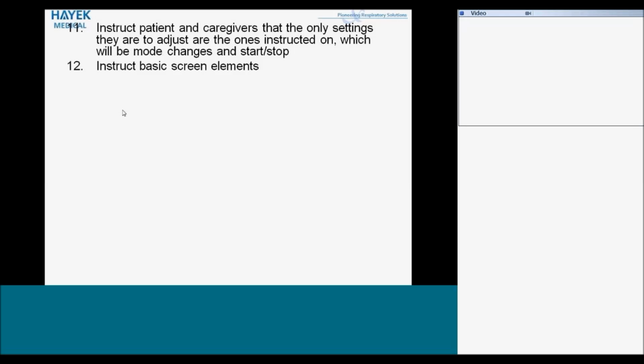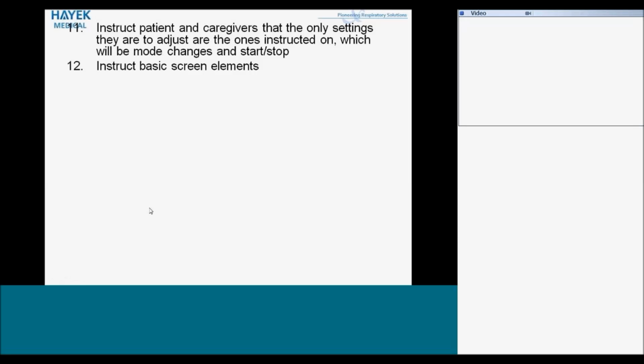Okay, instruct the patient on the basic screen elements. So along the left-hand side of the screen, you have your recorded values. The top values are from the Curos. The second row is from the airway if you're using an airway sensor or airway pressure line. The graph shows pressure waves that are being recorded from the Curos on the top graph. The second graph shows pressure waves that are being recorded from an airway sensor if one is being used. And along the bottom are the settings that are currently active.